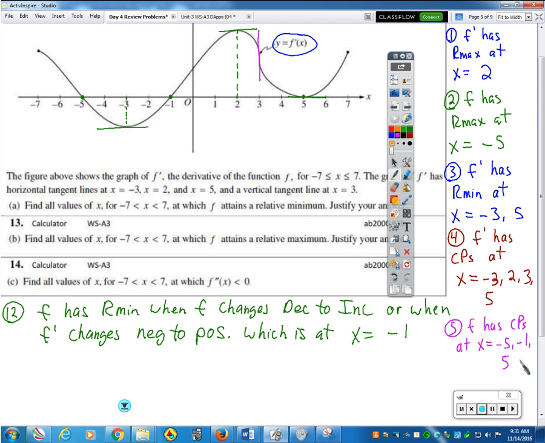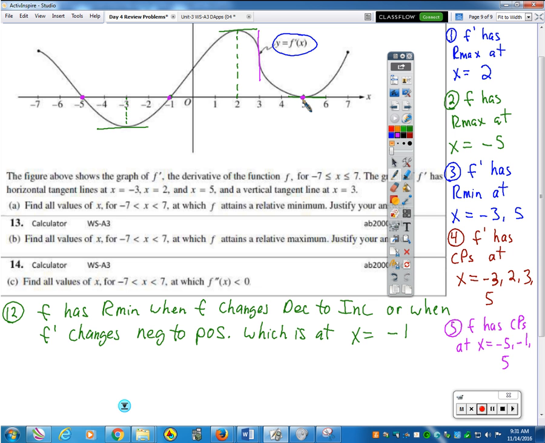Would there also be one at 3? That's a great question. No. So let's start here and I'll go to that one in the second line. That's really good. F has a critical point at x equals negative 5, negative 1, and 5 because at those points, because f prime's value is 0, I know that f's tangent slope is 0.